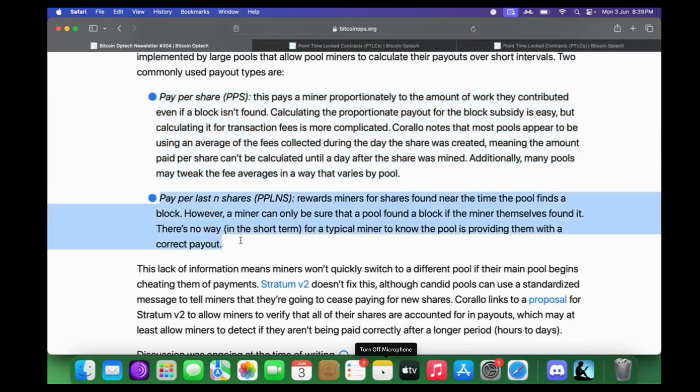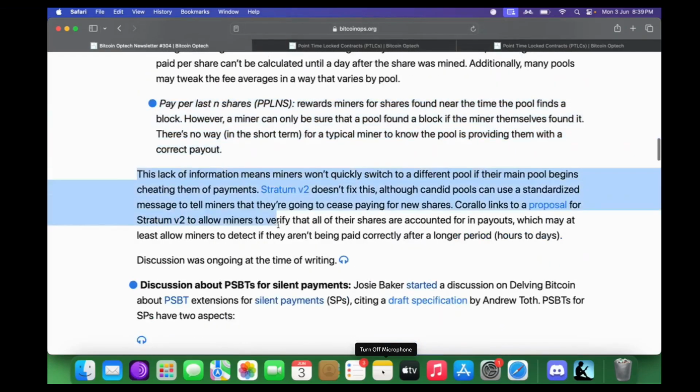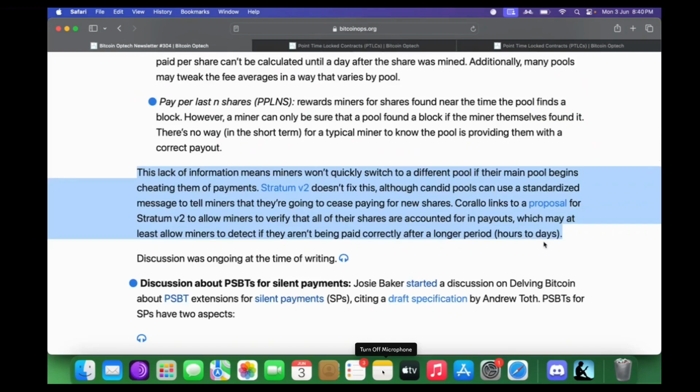Pay per last N shares, PPLNS, rewards miners for shares found near the time the pool finds a block. However, a miner can only be sure that a pool found a block if the miner themselves found it. There's no way in the short term for a typical miner to know the pool is providing them with the correct payout. This lack of information means miners won't quickly switch to a different pool if their main pool begins cheating them of payments. Stratum V2 doesn't fix this, although candid pools can use a standardized message to tell miners that they're going to cease paying for new shares.